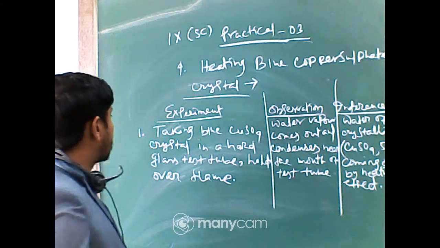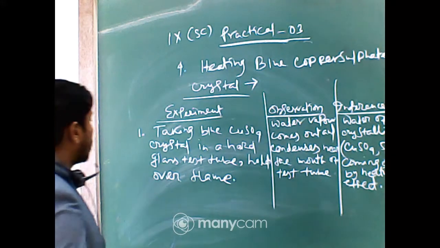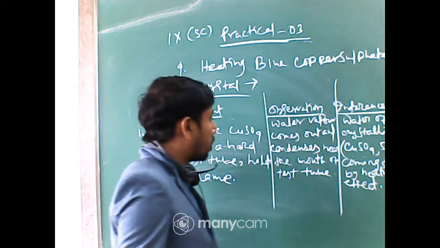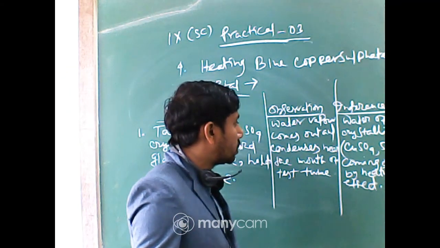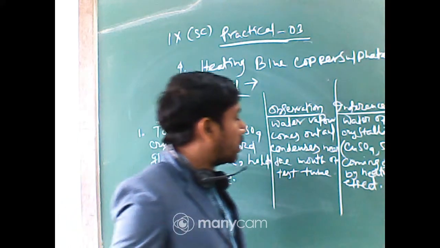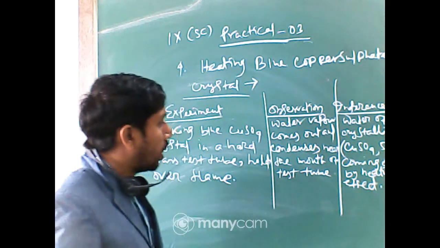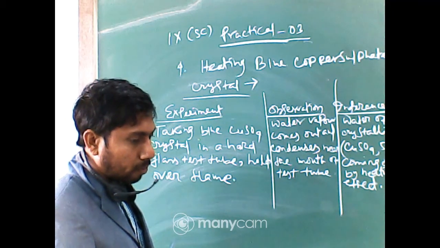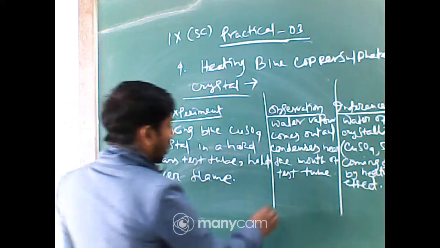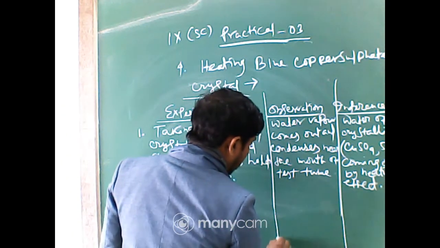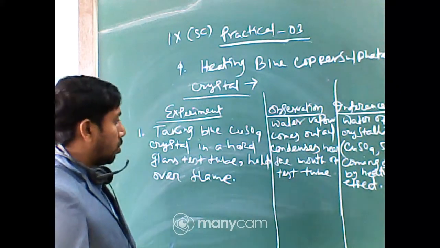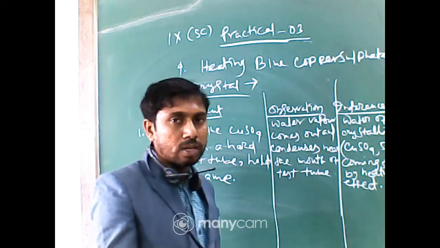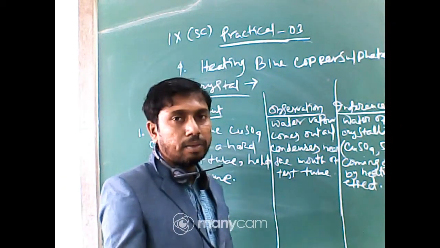I am repeating once. Taking blue copper sulfate crystal in a hard glass test tube, hold over flame. Water vapor comes out and condenses near the mouth of the test tube. Water of crystallization CuSO4 5H2O coming out by heating effect. Now in the next stage of this experiment, when the water of crystallization goes out, the color of the sample fades.